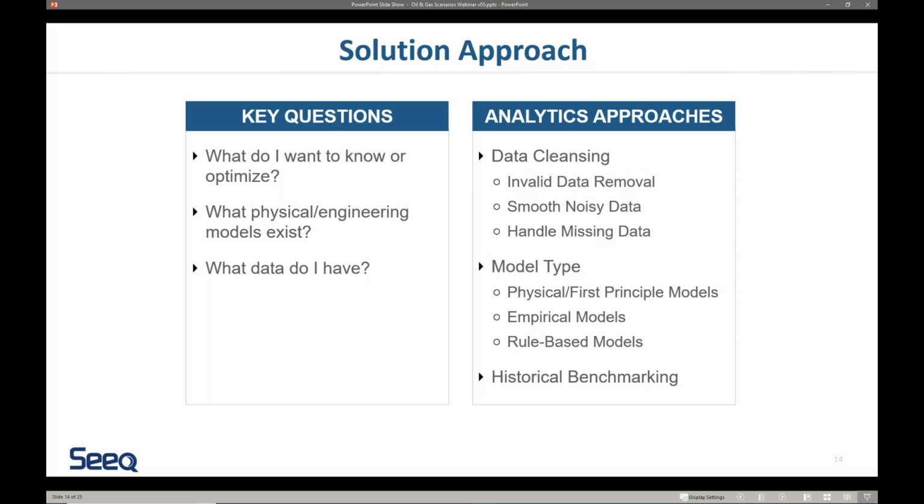We already talked about what the model form is that we'll consider, so whether we can apply first principle models, or maybe we need to do something on an empirical basis, and then also leveraging rule-based models to look at different operating modes, for example, and focus on how the model fits to those scenarios. And then the last item there is historical benchmarking. How do we take advantage of that historical data and use that to inform the current analysis that we're doing?